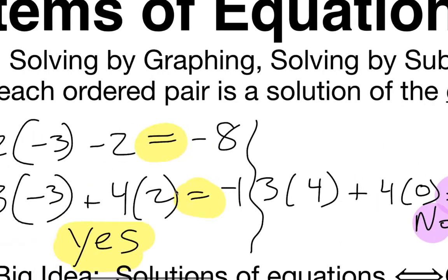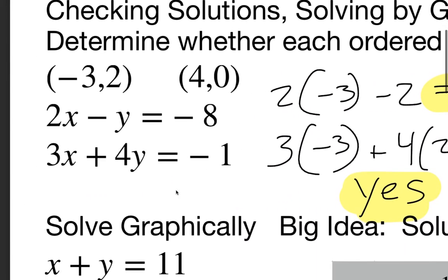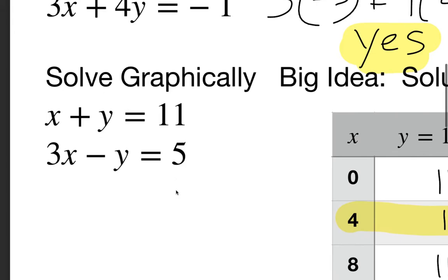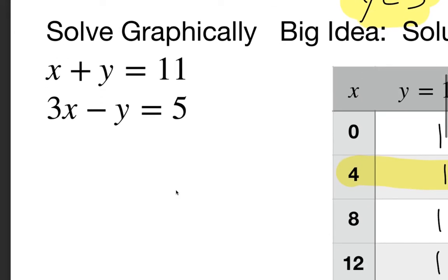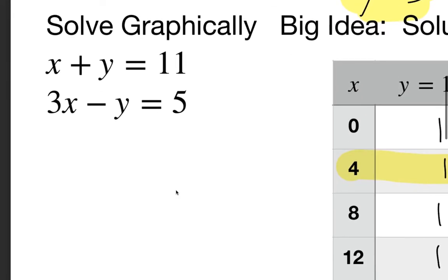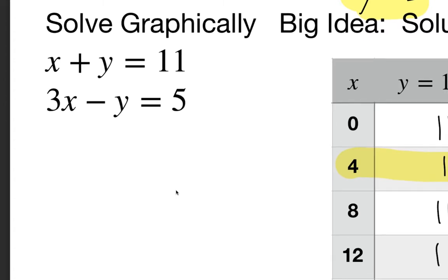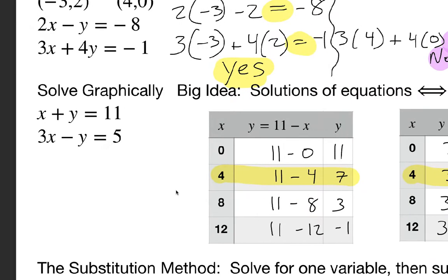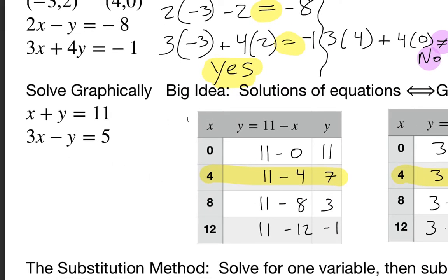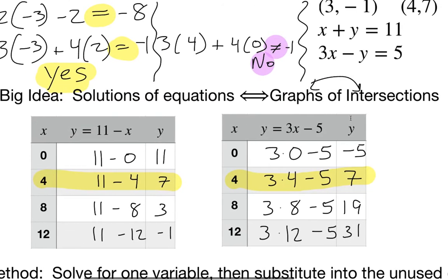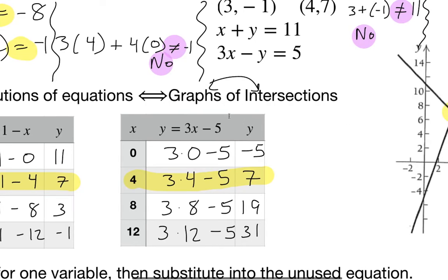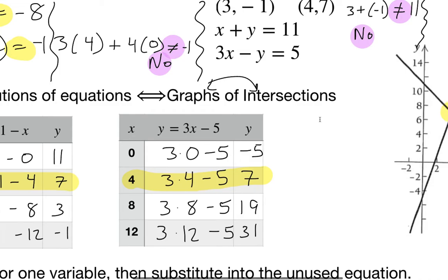So now that we know how to check our solutions, the big question is, how do we arrive at the solutions in the first place? There's a couple different ways of doing it that they usually teach in Algebra 1, and one of the first ways is solving it by graphing both. The big idea here is that solutions of equations, and even solutions to systems of equations, are going to be represented graphically by intersections.